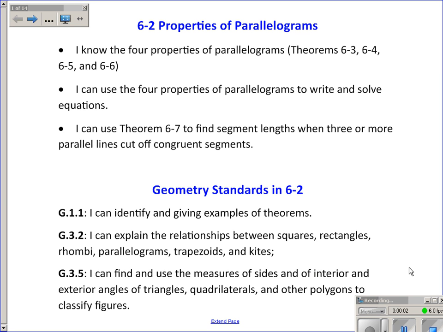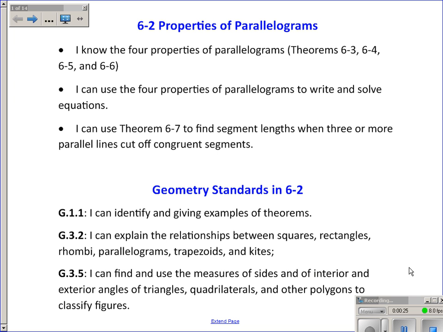This video is on section 6-2 about the properties of parallelograms. By the end of this video and the end of this section, you should know the 4 properties of parallelograms about sides, angles, and the diagonals. You should also be able to use these properties to write and then solve equations.